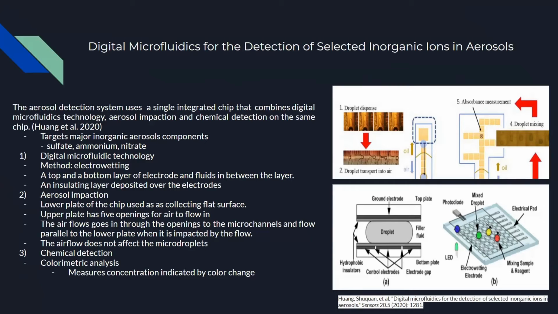Second, the aerosol impaction. The lower plate of the chip is used as a collecting flat surface, while the upper plate is used for air to flow, and as it flows into the microchannel and impacts the lower plate, the air then goes parallel to the lower plate. However, the flow does not affect the microdroplets. Thirdly is the chemical detection, which uses colorimetric analysis, where it will target the analyte and mix it with a color reagent to change its color that will indicate the concentration.